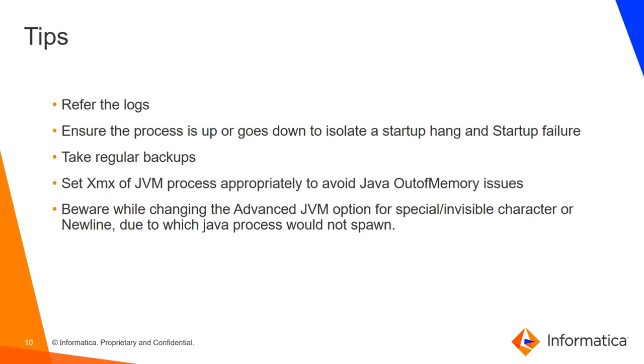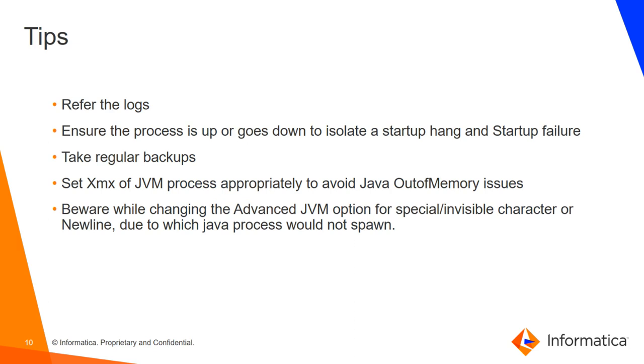You need to set your Xmx value appropriately to ensure that your Java process does not go into out of memory errors due to improper Xmx values. And also, when you are changing certain JVM options in the MRS service properties, you might end up adding extra invisible or special characters, for example a new line character. You would not be able to see the new line character in the admin console dialog screen, but eventually the process would not come up because the new line would be considered as the next part of the command for the OS.